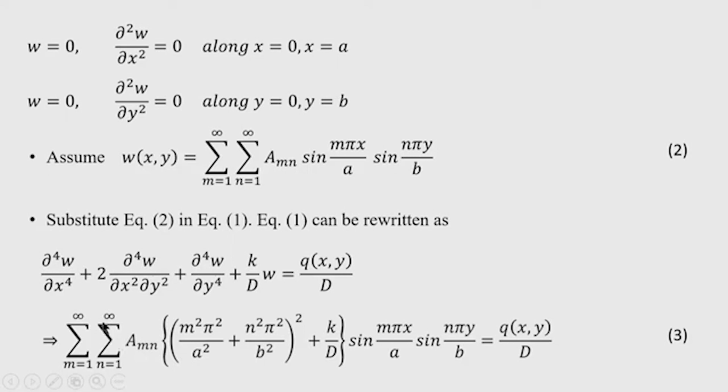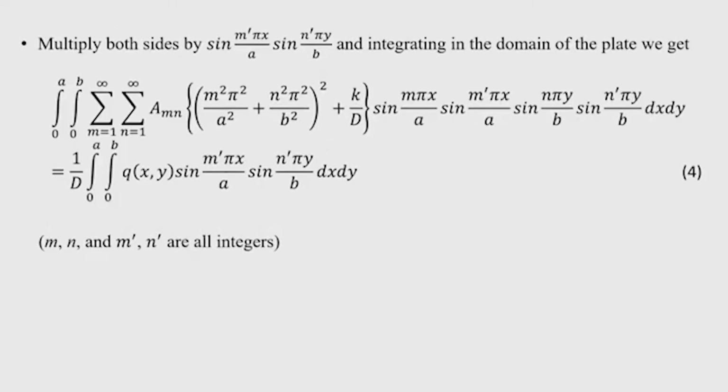So, we have to get rid of the summation term and find the value of the constant A_mn. Okay. So, multiply both sides by sin(m'πx/a) sin(n'πy/b), and integrate over the domain of the plate. What do you understand by the domain of the plate? Because it is a rectangular plate, it extends from 0 to a in the length direction and 0 to b in the width direction. So, the area of the plate is a times b.